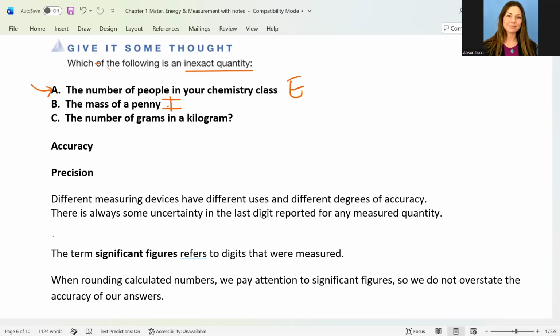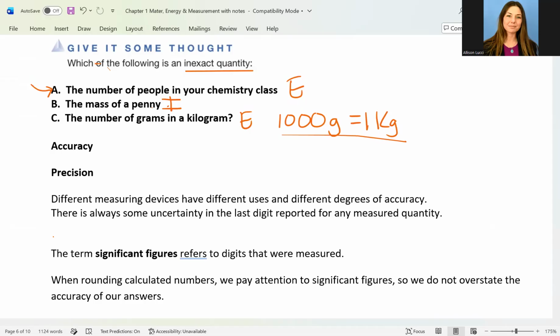And then we have in part C here, the number of grams in a kilogram. This is an exact value. So we'll put an E here because this is a known quantity and there are specifically 1,000 grams in 1 kilogram. And that never changes. This is actually considered what's called a conversion factor.